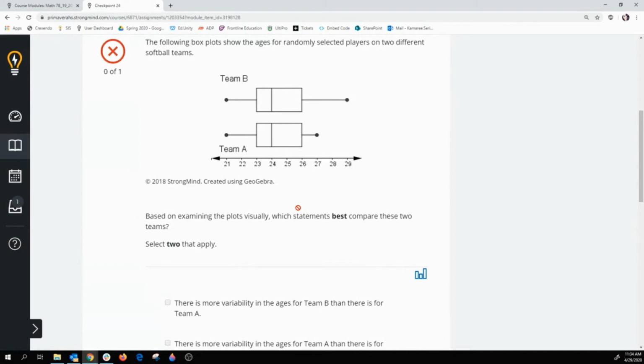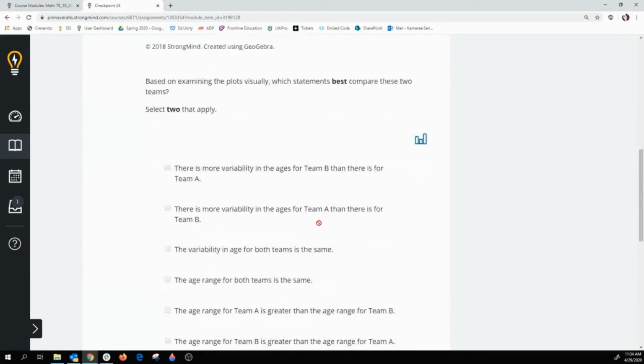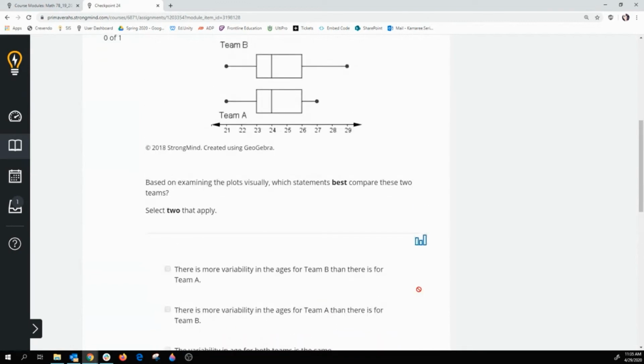Yes, exactly. So since Team B has a longer line, meaning the starting and ending point are more farther apart, the range will be bigger for Team B. And since the range is bigger for Team B, what does that tell you about the variability? The range is bigger for Team B. Which team should have more variability?